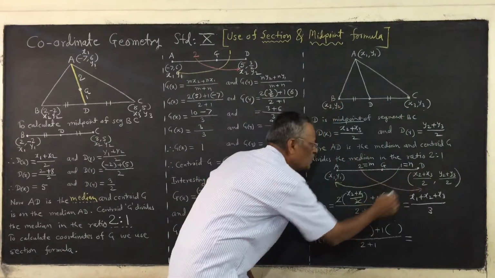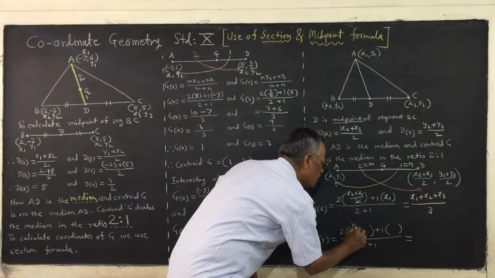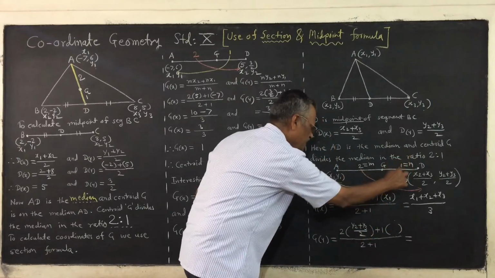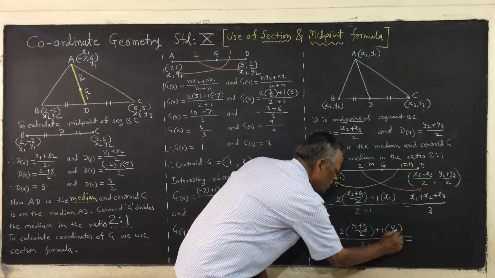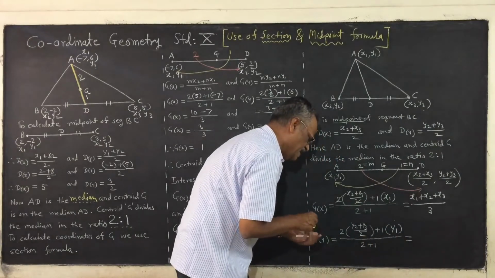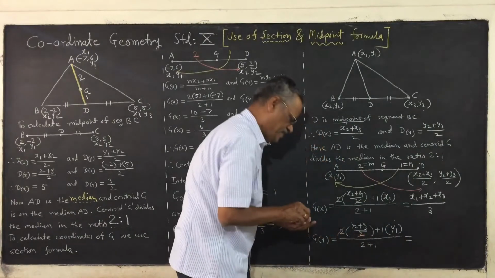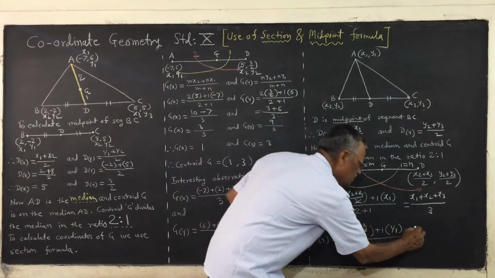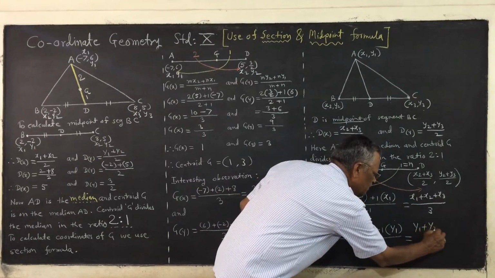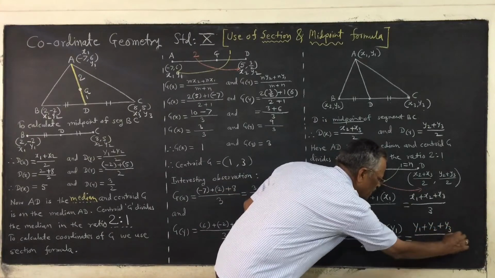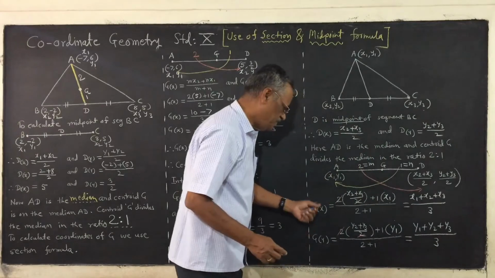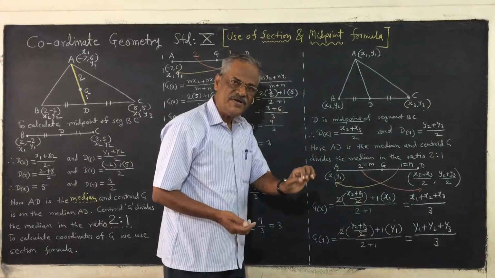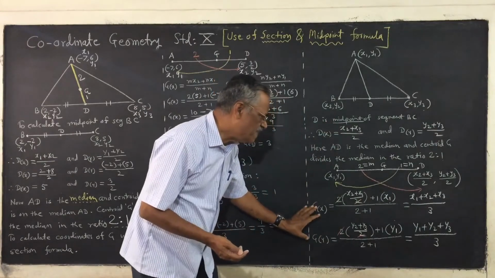m into y2, so the y coordinate is y2 plus y3 upon 2 plus 1 into y1. Similarly, you can see that cancellation is there, and what is the addition? y1 plus y2 plus y3. So you are getting y1 plus y2 plus y3 divided by 3. So you are finding the centroid of any triangle by a simple formula.